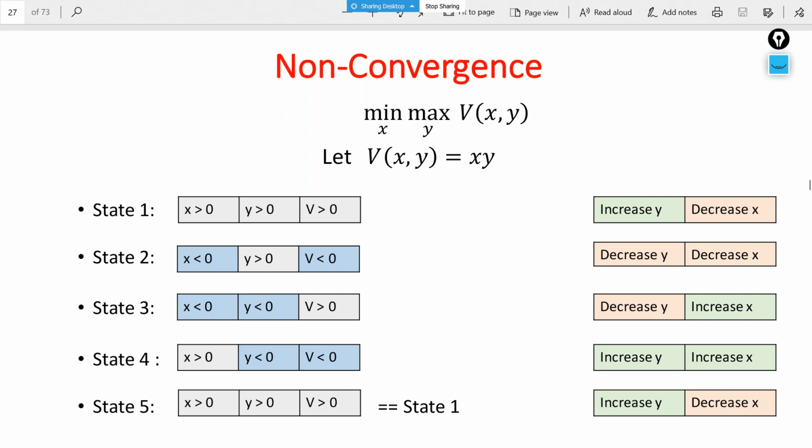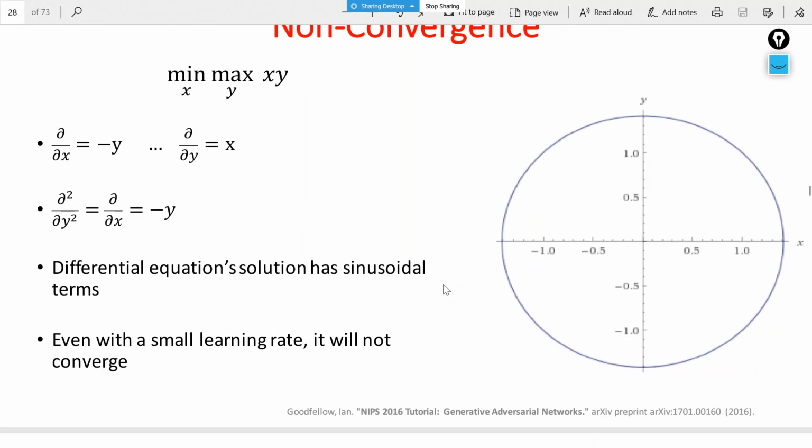By iterating for a very long time, the discriminator finally comes to a state where it says, okay, fine, I can't learn more than this. There is no entropy present at all. So that time it loses. So non-convergence is over here also. If you consider this one, xy, and plot the curve, you'll get a circle. So wherever you start, you reach back to the circle.